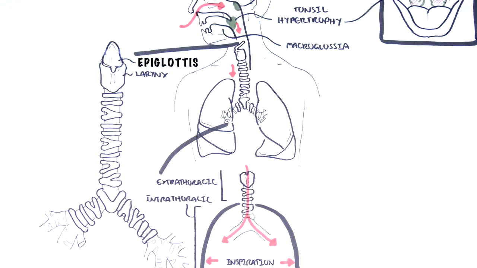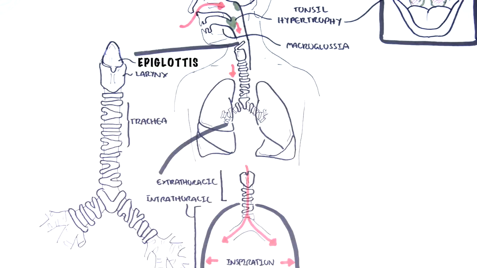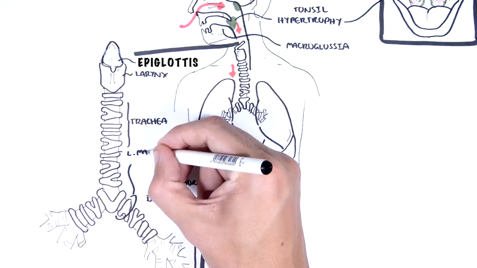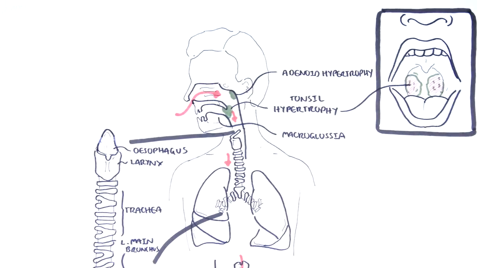So again, here is the larynx, and above it is the epiglottis, which closes the entrance to the lower airways during swallowing, and this is to prevent food from entering the airways. The trachea bifurcates into the right and left main bronchus. We're looking at the lower respiratory tract from an anterior view.